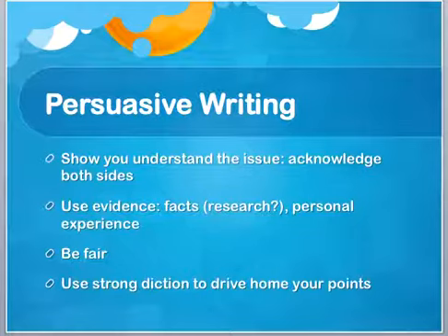You want to be fair, and this is related to the first point, where you don't just discount the other side of the opinion. If you've chosen a truly debatable issue, there is going to be some evidence for the other side, so you want to be fair to that, and you want to acknowledge that there are some other points. But then if you argue against it using your own evidence, then your argument is that much stronger. And then finally, you want to use strong diction to drive home your points, because that is, again, a quality of any good writing. So Mark is going to give you the persuasive writing assignment now.